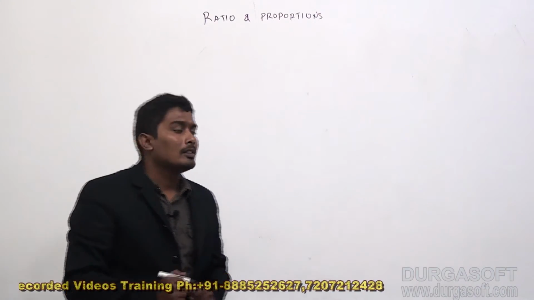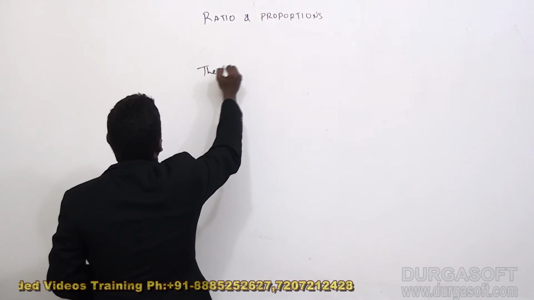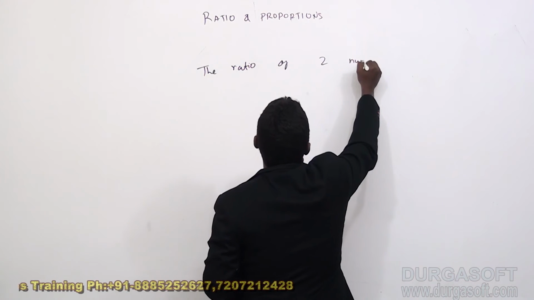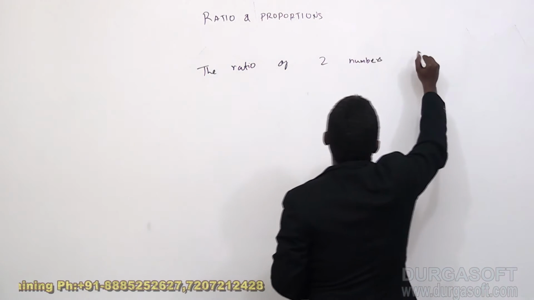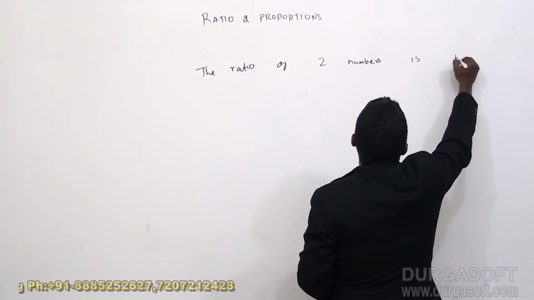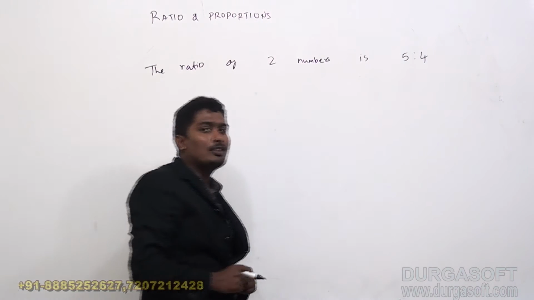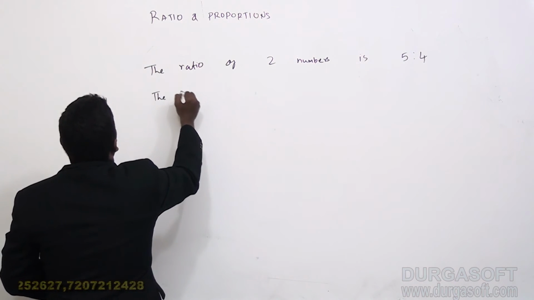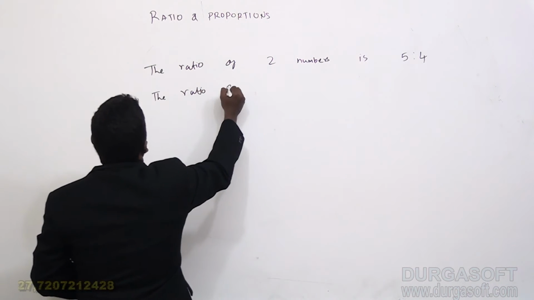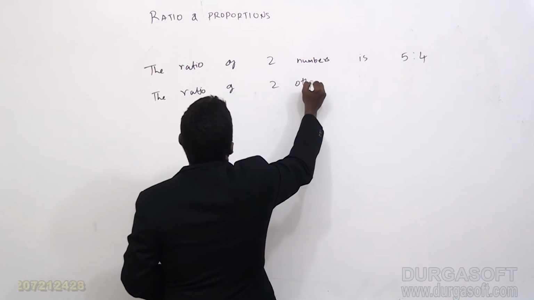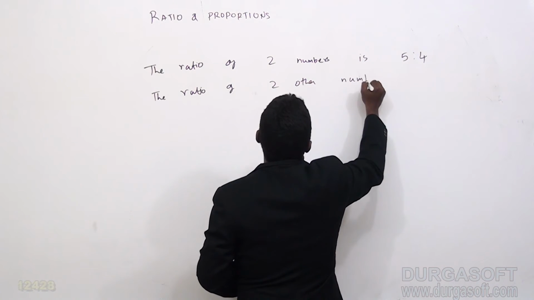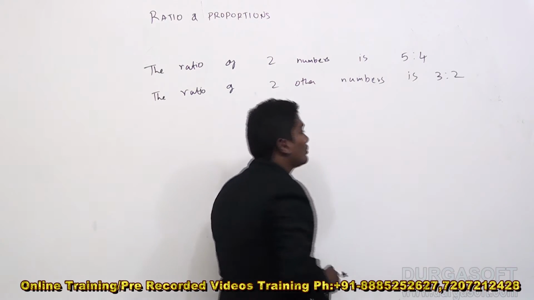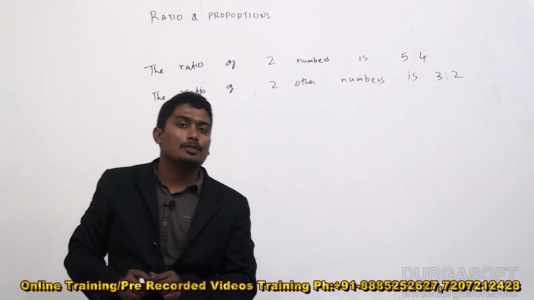Next question. The ratio of two numbers is 5:4. The ratio of two other numbers is 3:2.